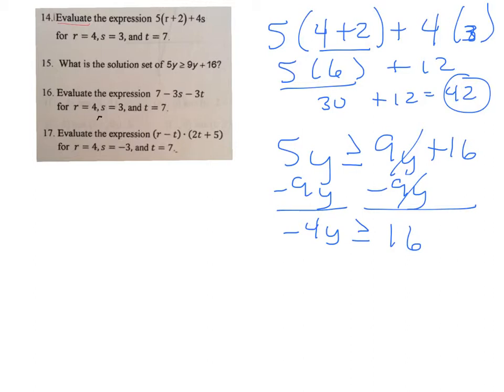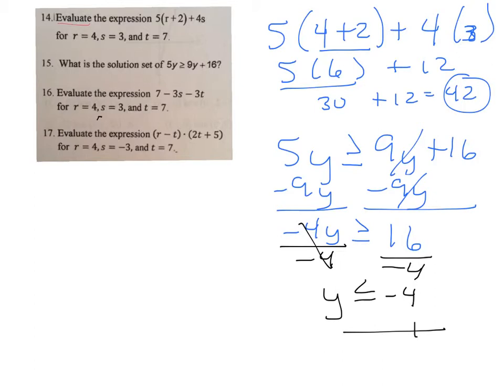Now here's the rule. Remember, I'm going to divide by negative 4 on both sides. So that those 4's are canceled out, and I get y equals. Because I divided by a negative, I'm going to switch the sign, and 16 divided by negative 4 is negative 4. So I need all the y's that are less than or equal to negative 4. So here's negative 4 right there. It's a solid.